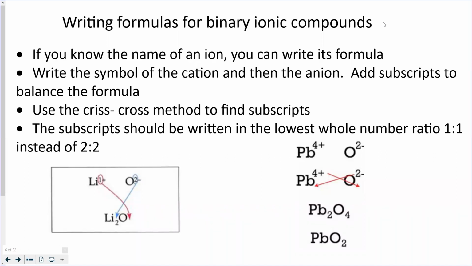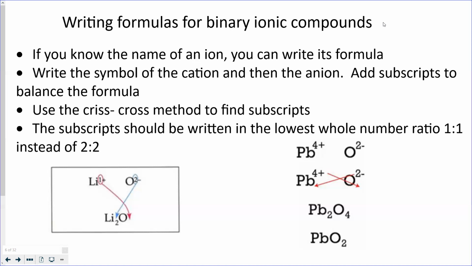So what tends to be more difficult for people, instead of naming, tends to be writing the formulas. So when we're writing formulas for the binary ionic compounds, if you know the name of an ion, you can write its formula. So its formula is going to be its symbol with its charge for that ion. So we're first going to write the symbol of the cation and then the symbol of the anion. And we are going to end up adding subscripts to balance the formula, because remember, compounds have an overall neutral charge.